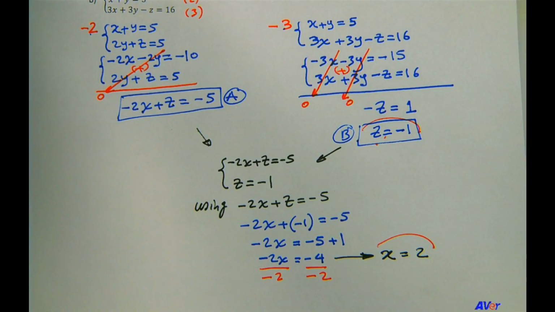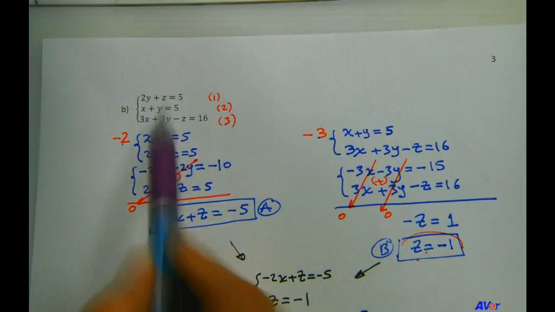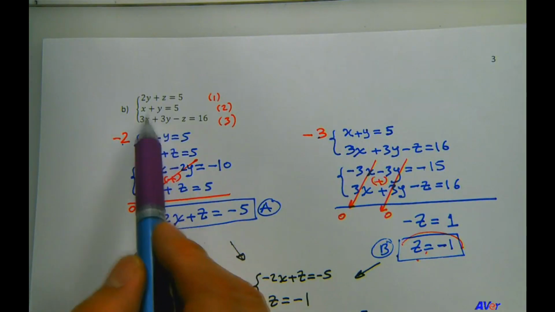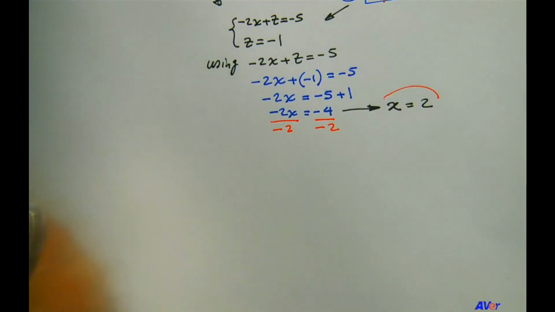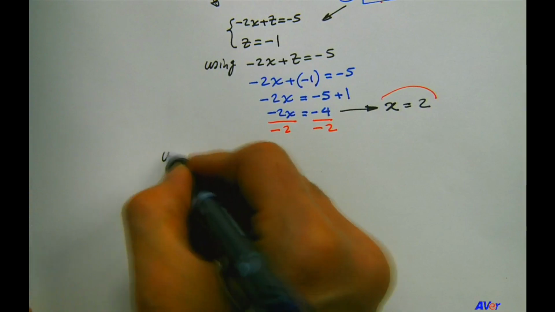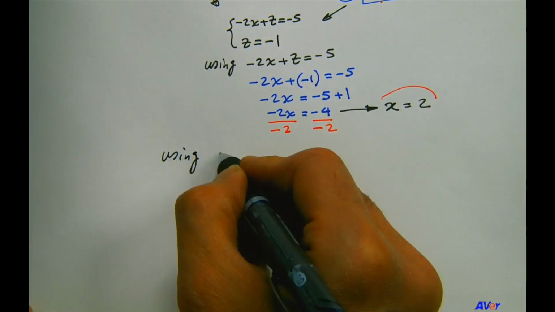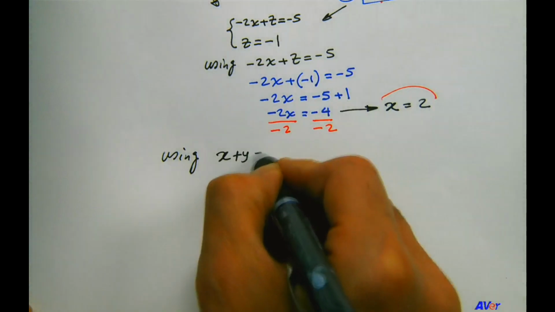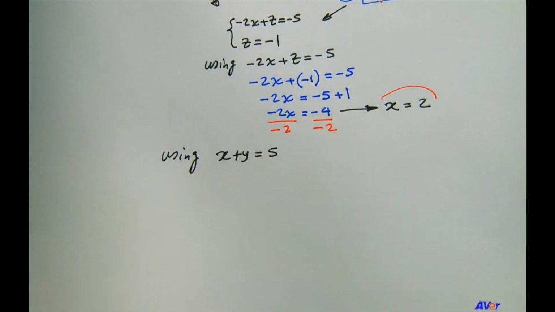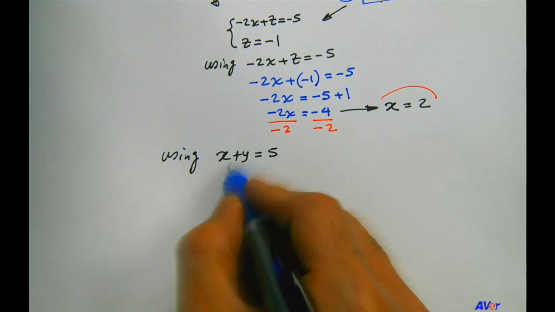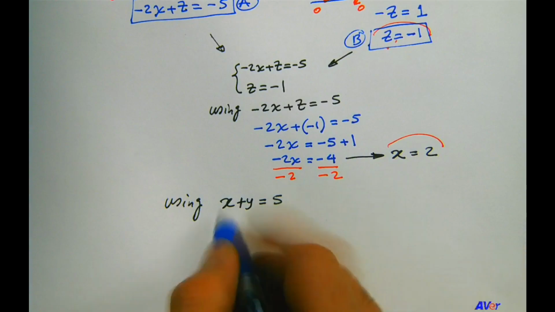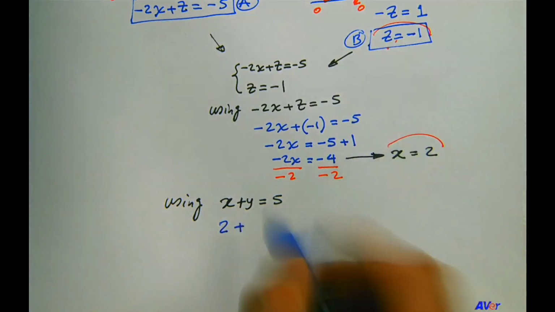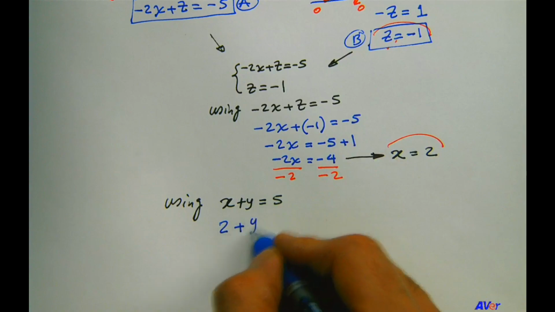We have the variable y to solve for, right? So any of these three equations would do. Let's pick the easiest one, x plus y equals 5. Let's use that one. So using x plus y equals 5, we have x is 2, right? Let me bring this down so you can see. x equals 2, plus y, just y, equals 5.